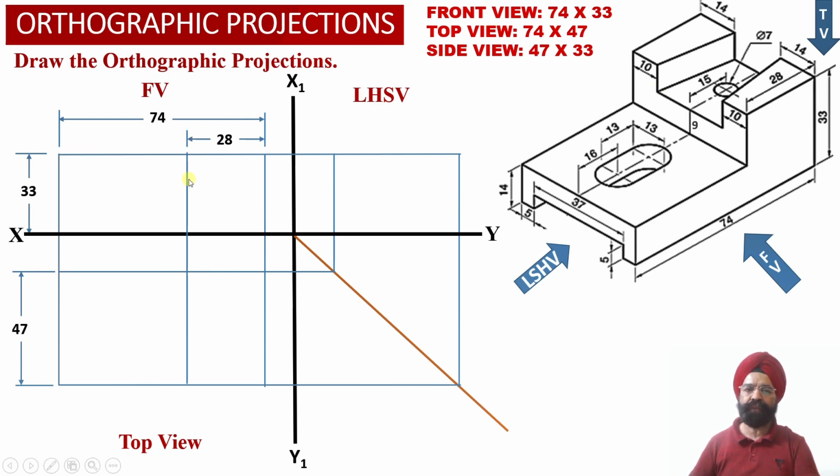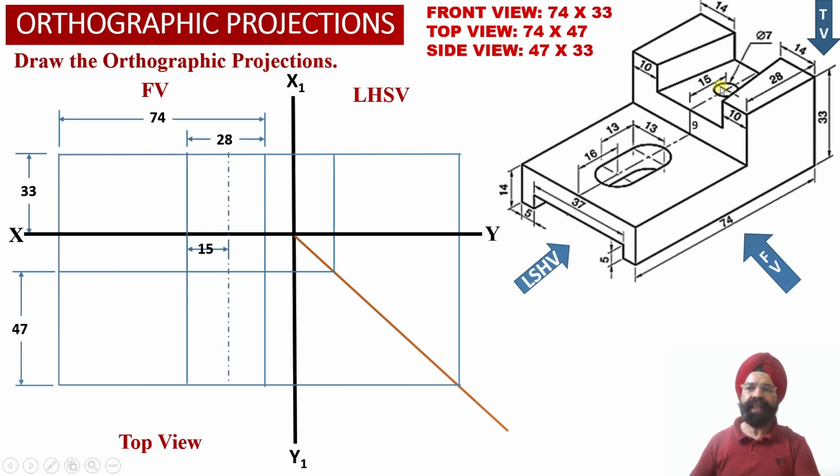So from this face of element number 2, we are going to measure a distance of 15 millimeter towards the right hand side face of the solid. As we move 15 millimeter towards the right hand side face, the center point of this circular hole will be located over here. We have marked a vertical projector center line into the front view projections, and we have extended the center projector line into the top view projections as well.